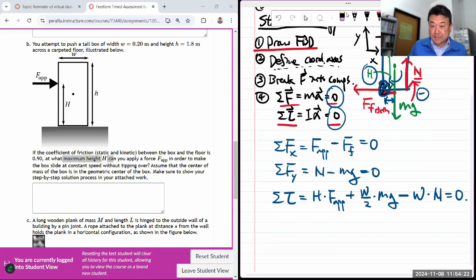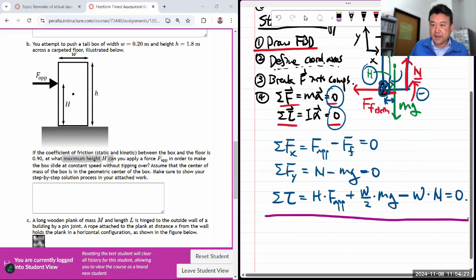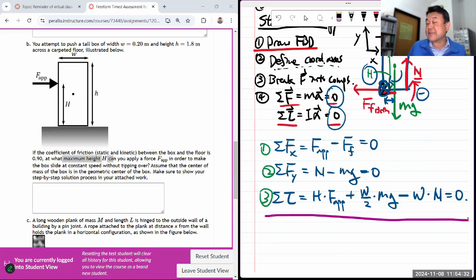So this is the end of the standard strategy, and I see that I have 1, 2, 3 equations. Let's see how many unknowns I have. So at what maximum height h? Okay, that's one unknown. I'm trying to figure it out. Do we know the applied force? I don't think they gave us that. Do we know the friction force? We don't know the friction force. Do we know the normal force? We don't know the normal force.